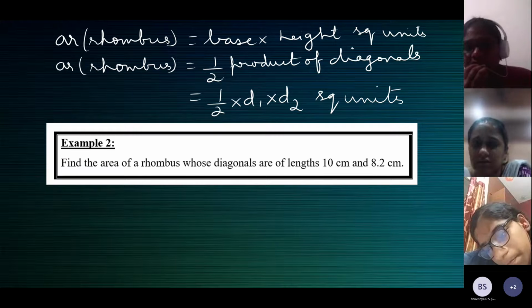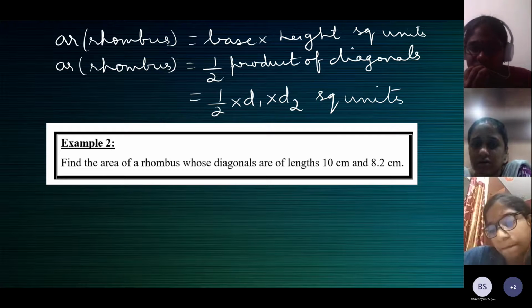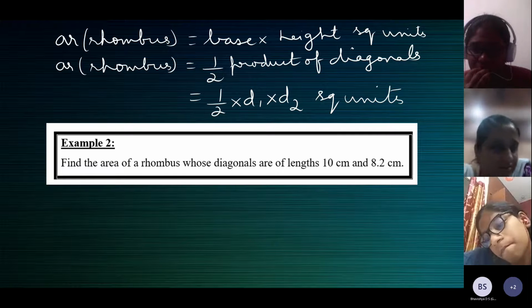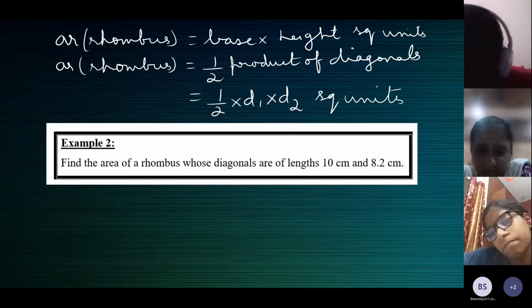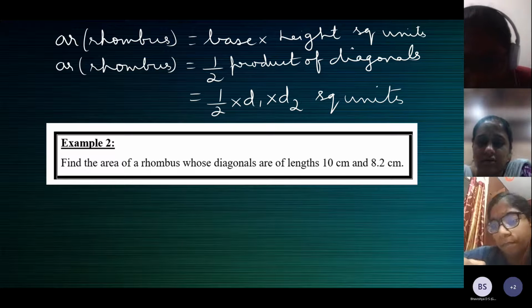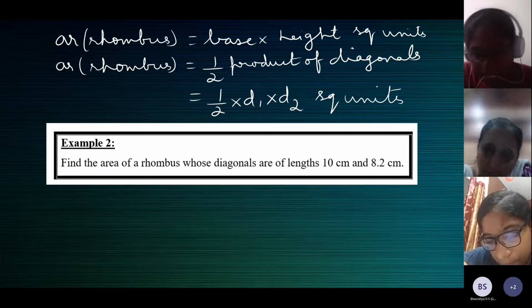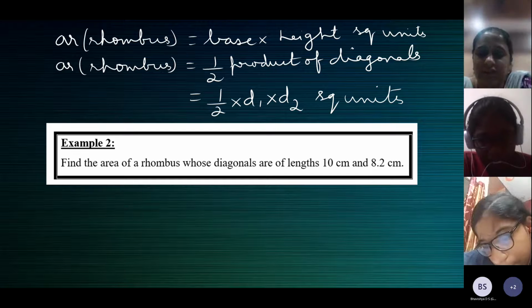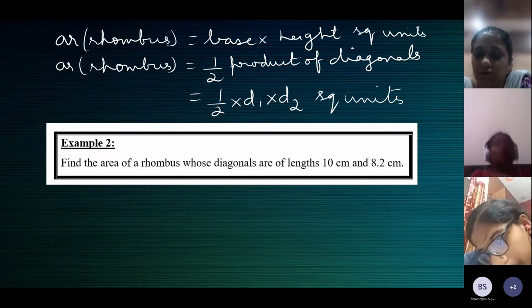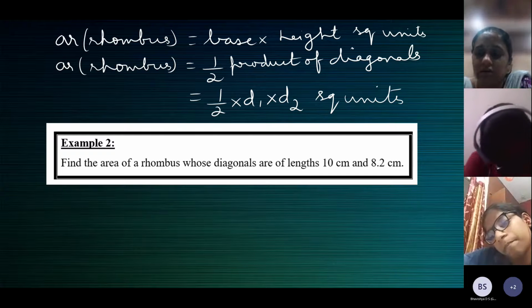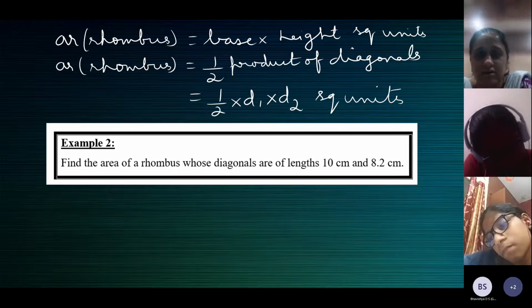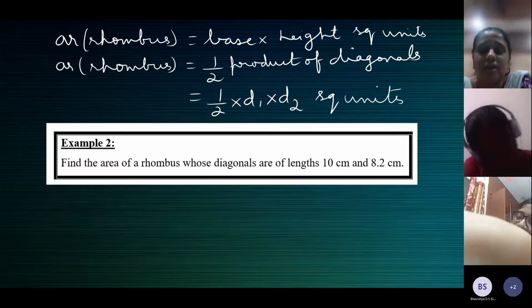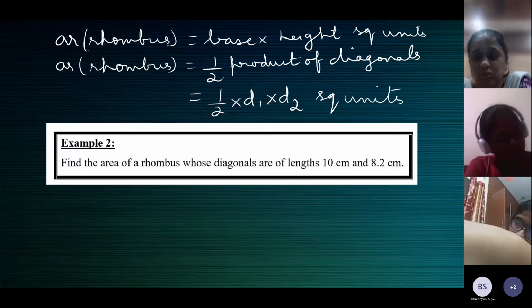But you told that rhombus has two diagonals. Yeah, it has two diagonals. Only sometimes we do it. A rhombus has two diagonals. One diagonal here we call D1, the other diagonal D2. Every quadrilateral has two diagonals. Here, the two diagonals are called D1 and D2.